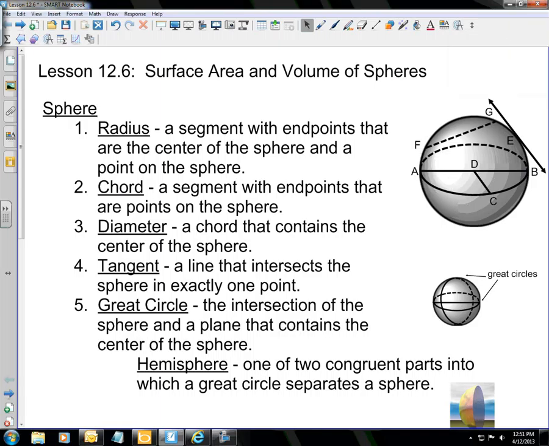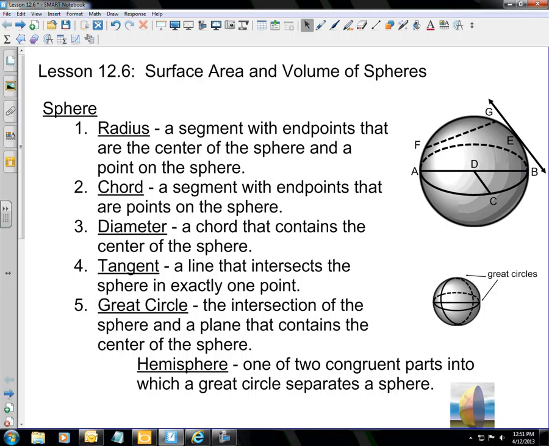Okay, today we're talking about the surface area and volume of spheres. And you'll notice that a lot of the terms that they use are similar to what's used with circles. They're closely related. The first one is a radius. That's a segment with endpoints that are at the center of the sphere and a point on the sphere.